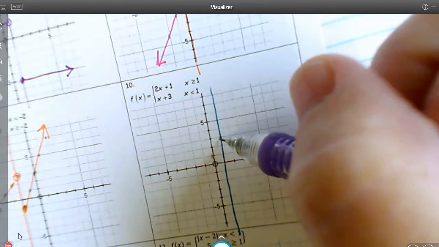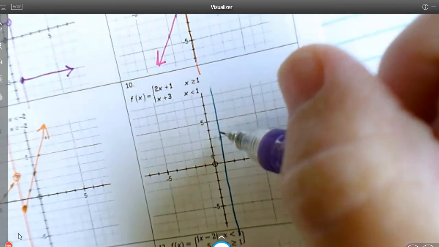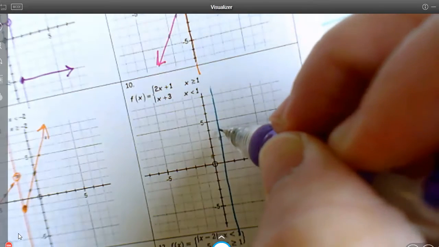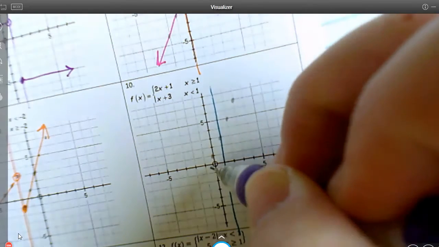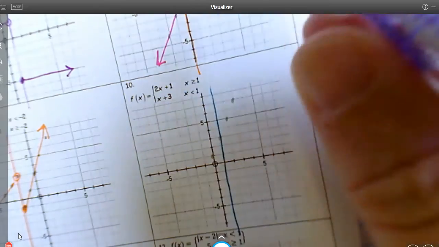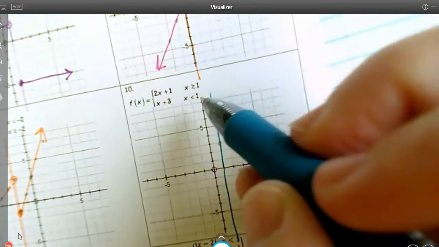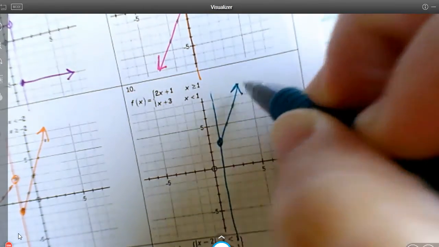It's already landing on my line. That's good. I don't want to go past the line, though, because, oh, yes, I do. That's the greater than part where they switched it for me. So I need to go past that line. Up 2 over 1, up 2 over 1. There's my line, but the part I need is the greater side, so I don't want this side. It's equal to, so I'm going to include it and then just draw my line.